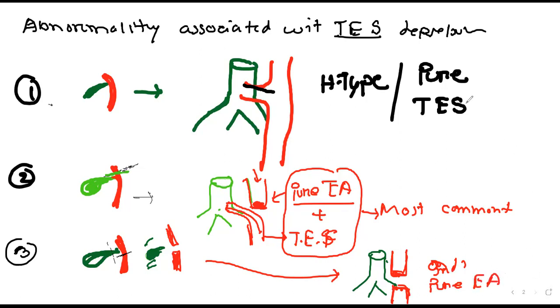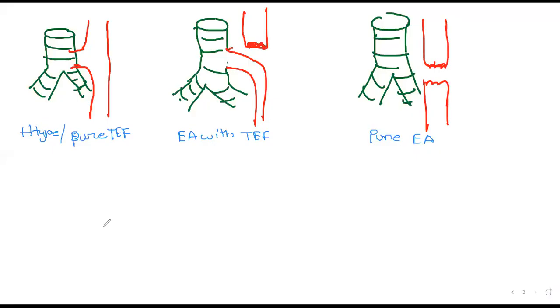Now we draw these three types in separate diagrams to learn what the clinical symptoms associated with these types are. So here we have drawn our three types of tracheoesophageal abnormalities. First one is H type, or pure tracheoesophageal fistula. There is a fistula present between the esophagus and trachea.